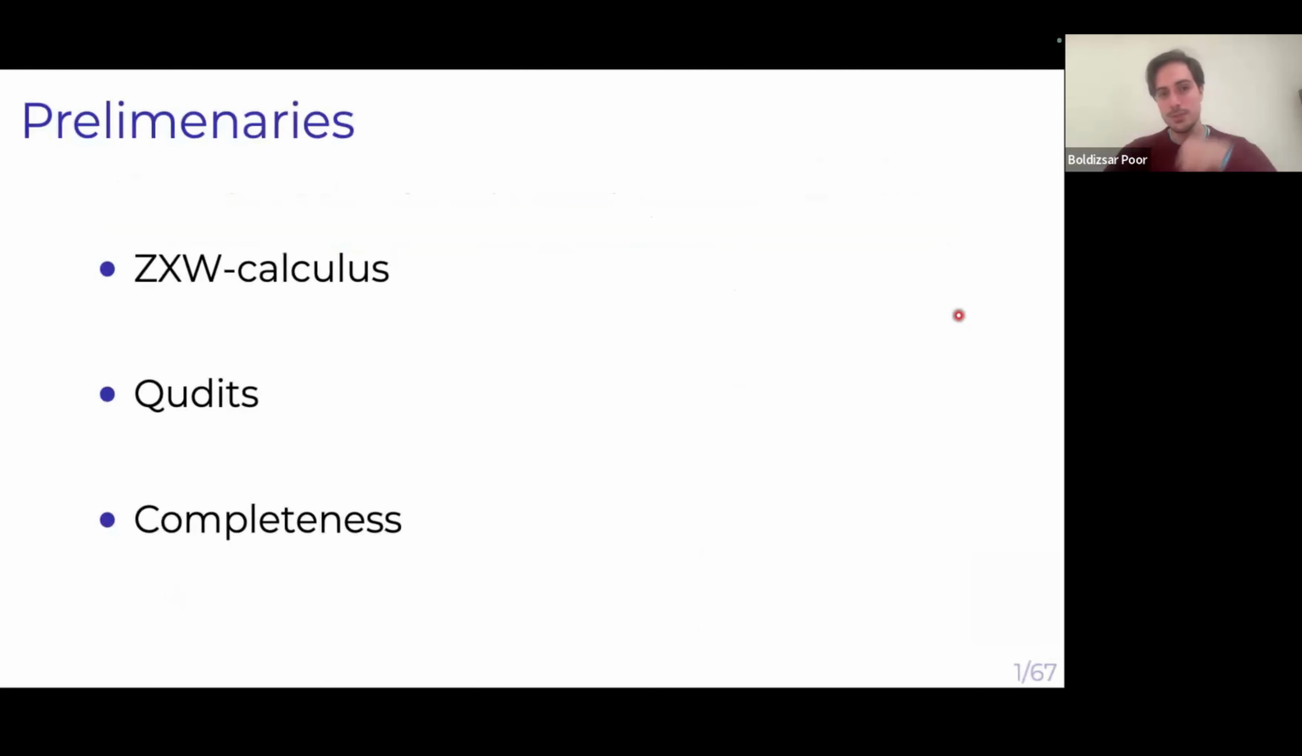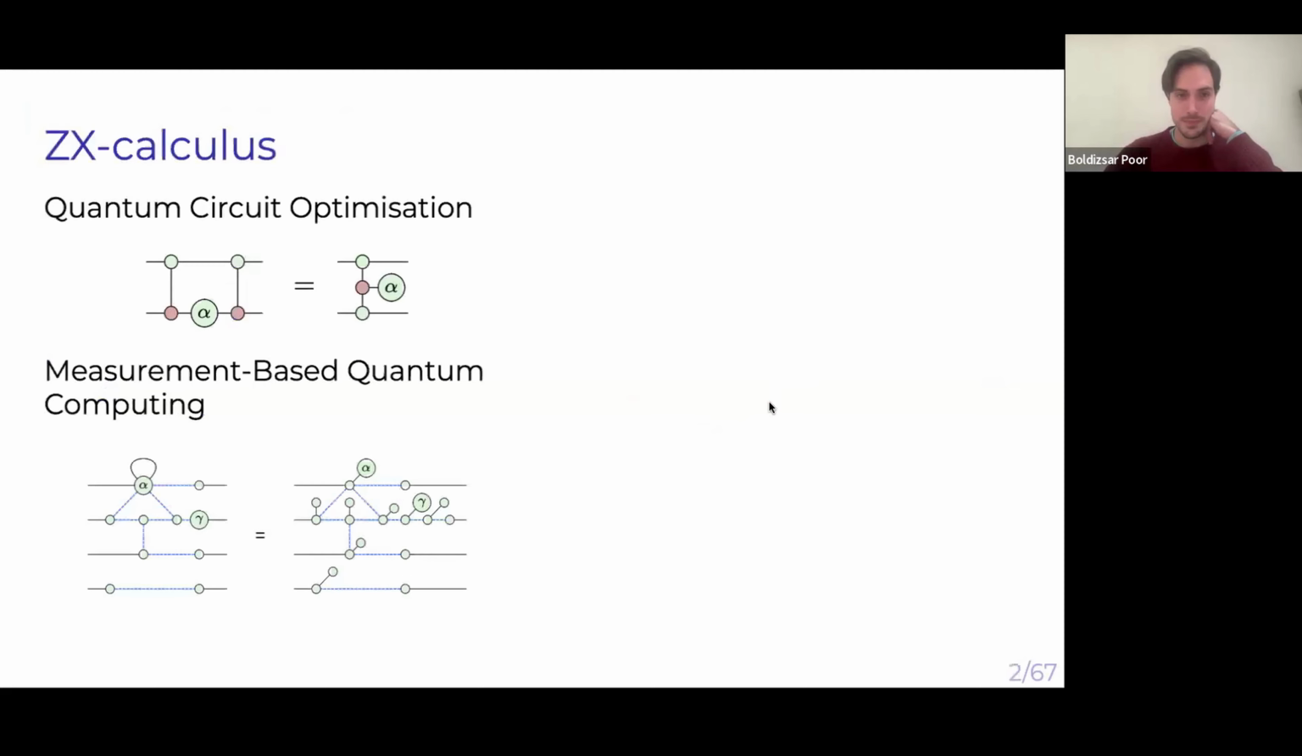So first, I am going to explain some very basic preliminaries. First, what the ZXW calculus is. Then just quickly explain what qudits are and what completeness is, and then I will go into the calculus that we establish here and how completeness is proven, and then later on into applications.